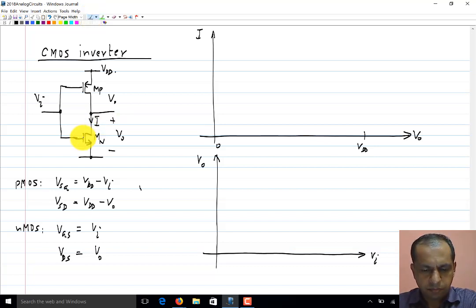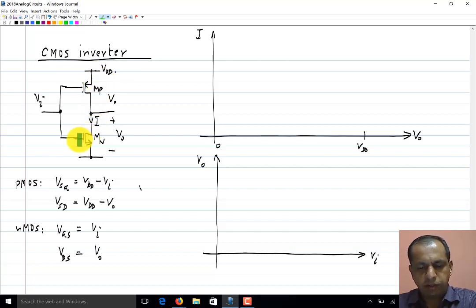Now, first of all, let's start from a small value of Vi. Let's start from Vi equal to 0. If Vi equals 0, this transistor Mn is turned off. In fact, for Vi between 0 and Vtn, the threshold voltage of the NMOS transistor, this transistor is turned off. So, the current is 0. Whereas MP is turned on because we assume that it has a large enough VSG. So, the output voltage will be at VDD.